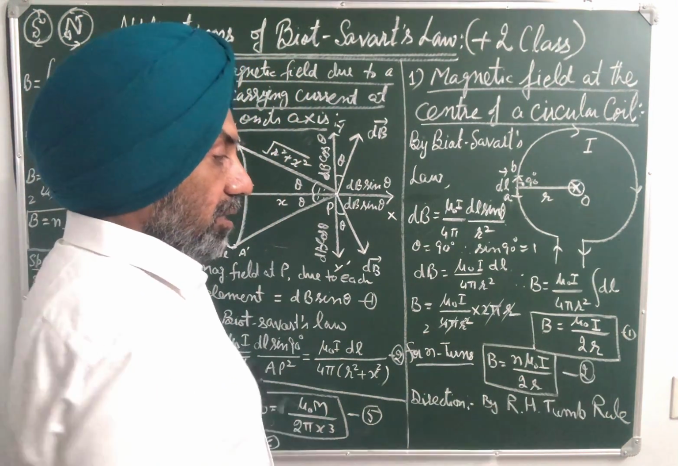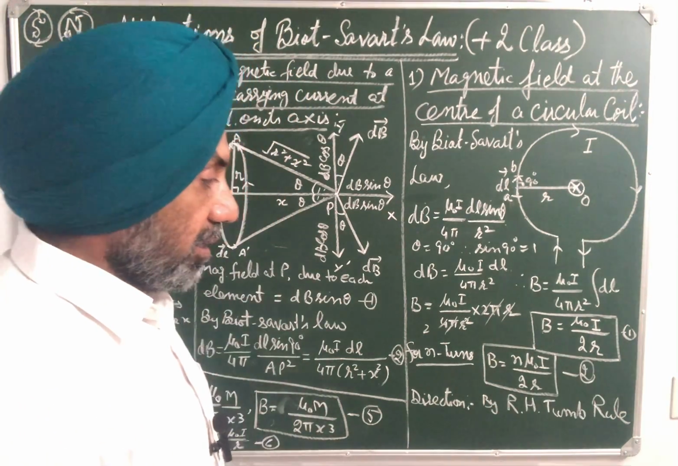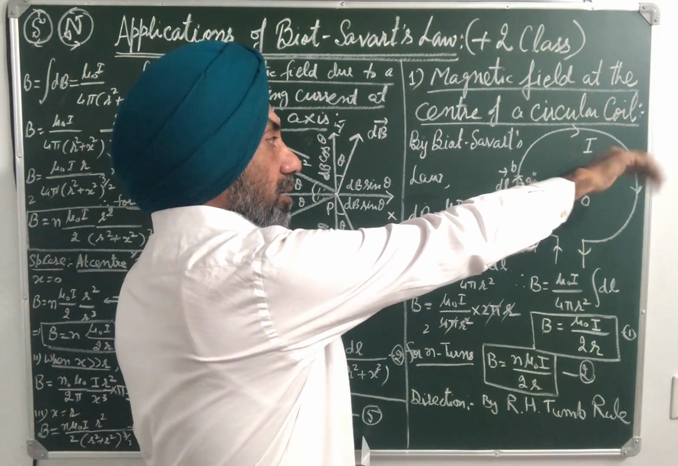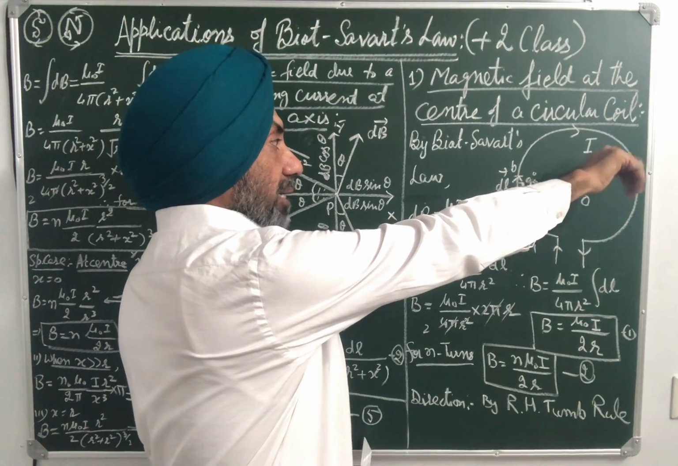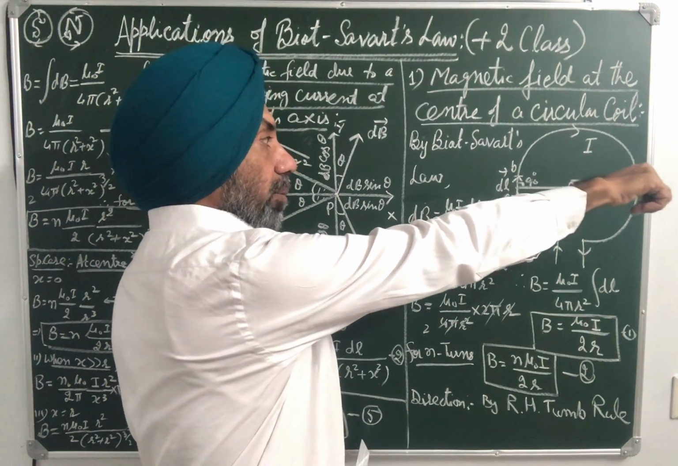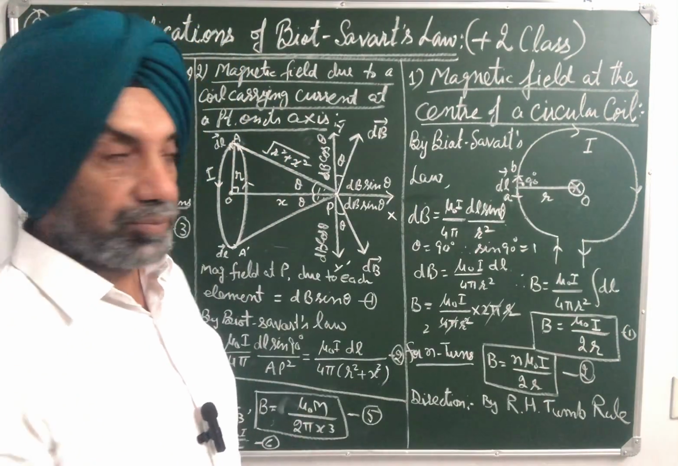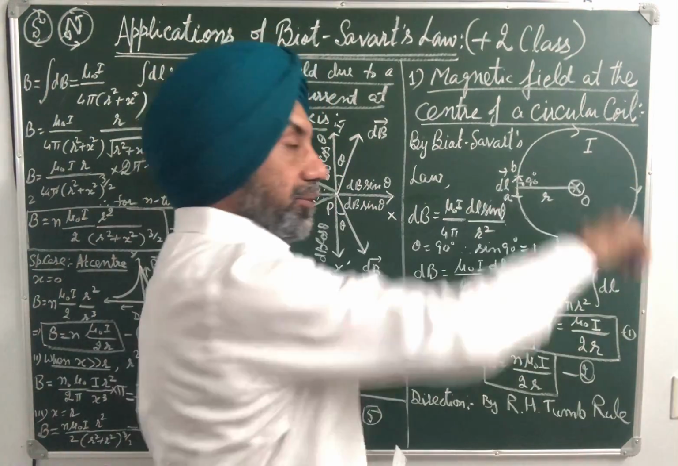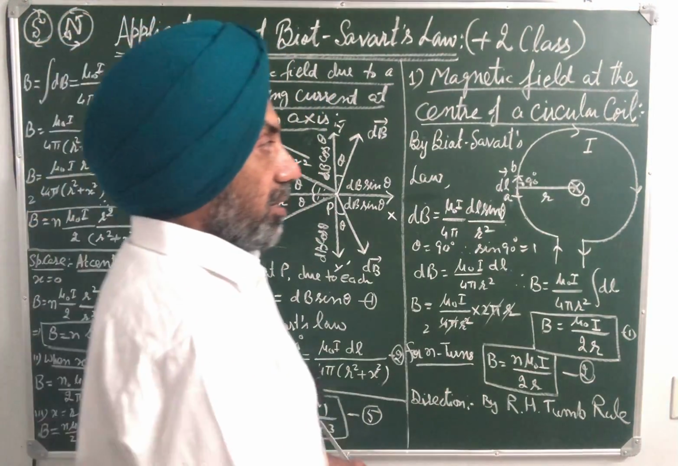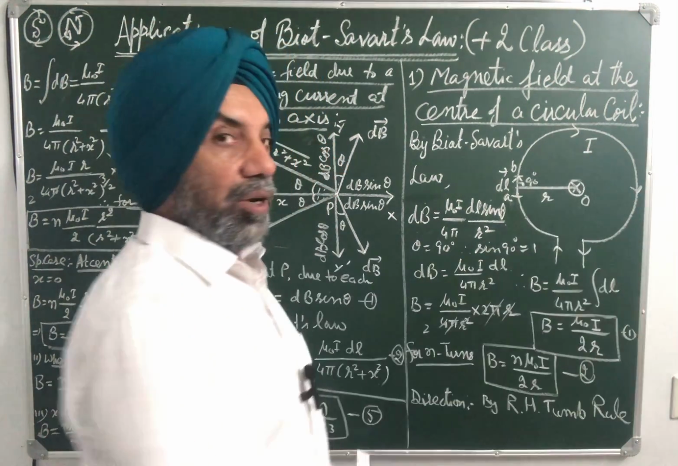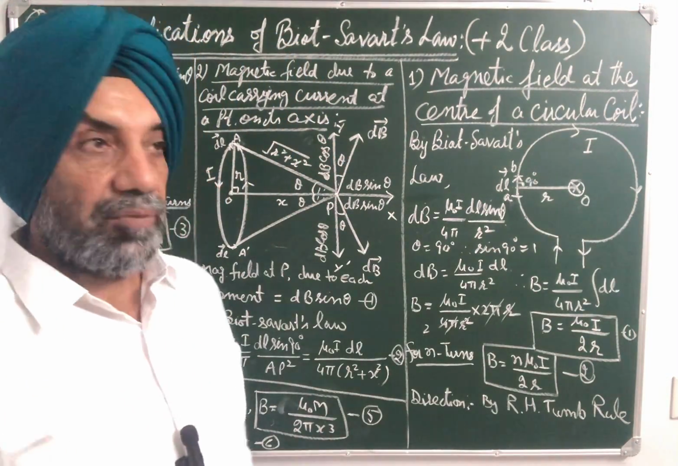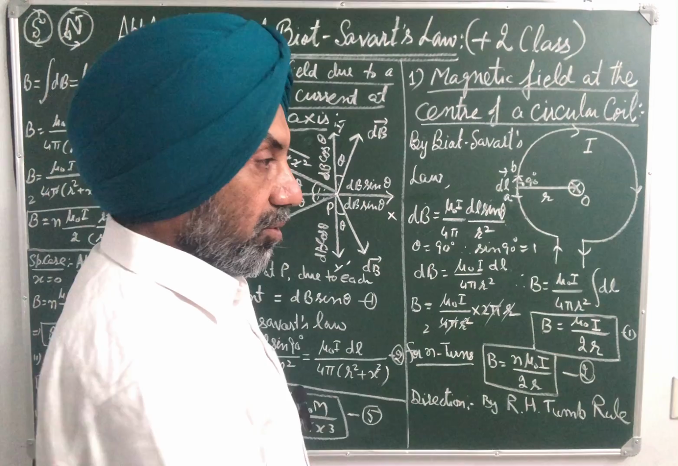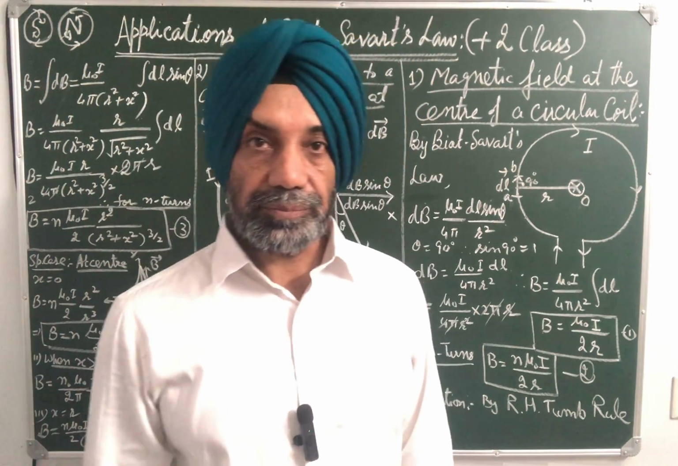The direction of this magnetic field is given by the right-hand thumb rule. So curl your fingers of the right hand in the direction of current and put the thumb at the center. The magnetic field will be directed inward into the board, that is, normal to the plane of the coil, directed inward. If the current direction is reversed, the magnetic field will be outward. So we can find the direction of the magnetic field due to a coil carrying current at a point on the center by using the right-hand thumb rule.